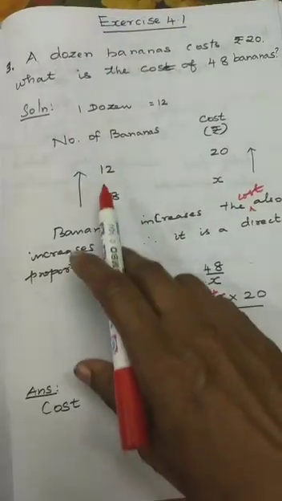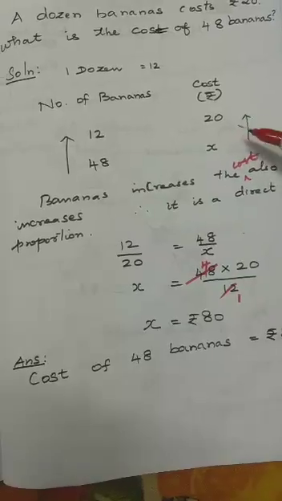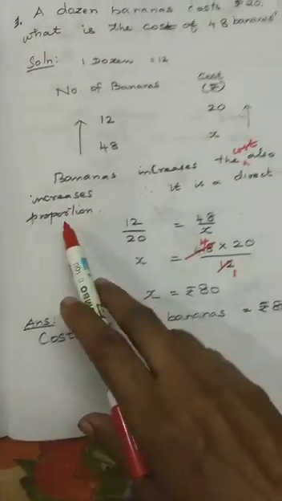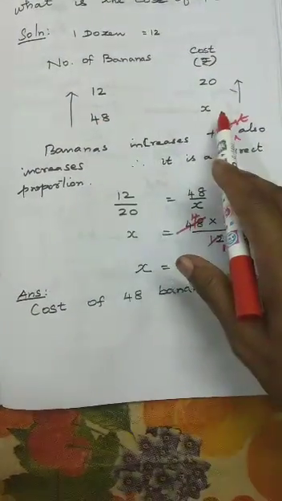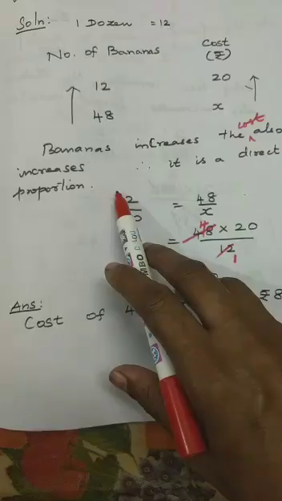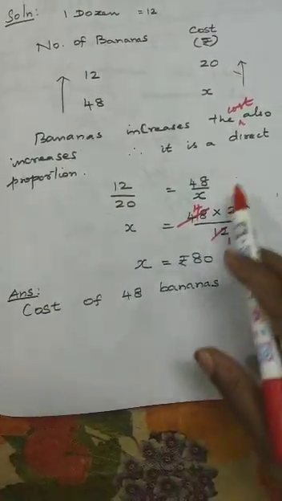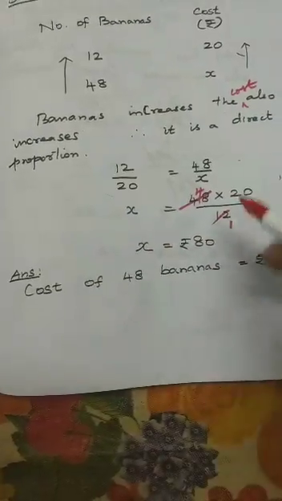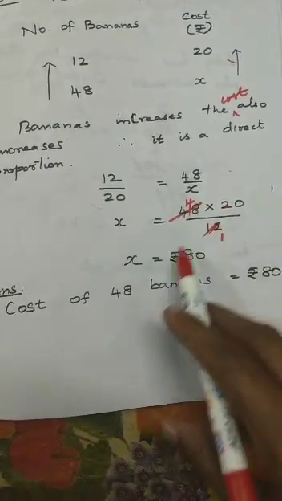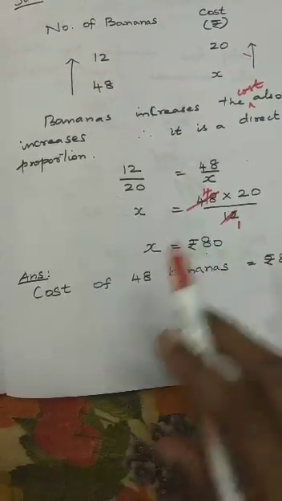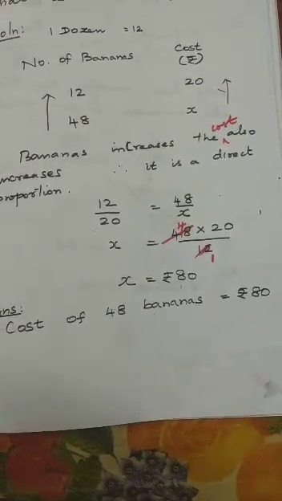So banana increases. 12 and 48 it increases. So the cost also increases. So it is a direct proportion. So 12 divided by 20 is equal to 48 divided by X. So bring this X this side, means it will come to the numerator, isn't it? You bring this 12 by 20 this side, means it will come to reciprocal 20 by 12. Now you cancel. 12 ones are 12, 4 12s are 48. So 4 20s are 80. So the cost of 48 bananas is equal to rupees 80.